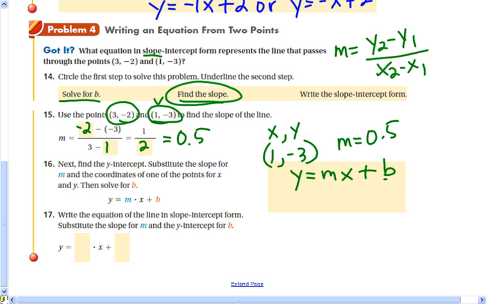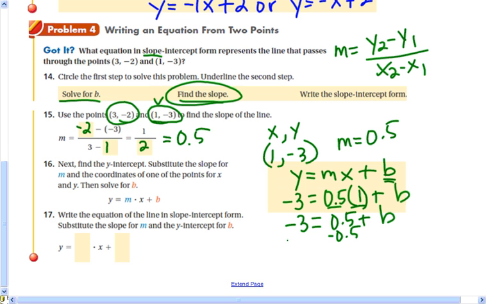And what I'm going to be missing is the y-intercept. So my y value is -3. My slope is 0.5. That needs to be multiplied by x, which is 1. And just simplifying this, 1/2 times 1 is 1/2. And then I'm just going to subtract 0.5 from both sides. And that equals -3.5. And that's b, which is my y-intercept.